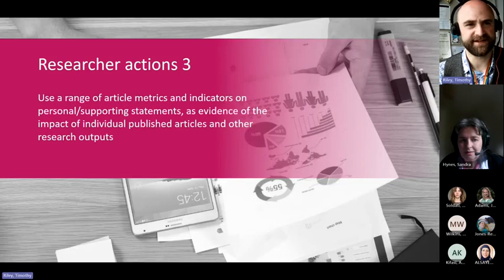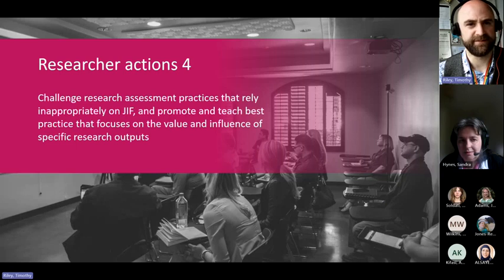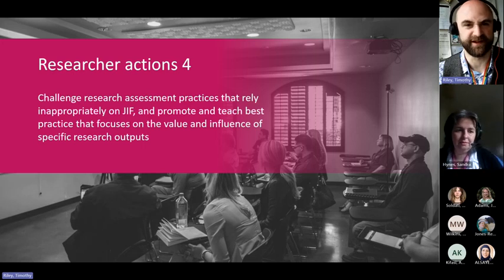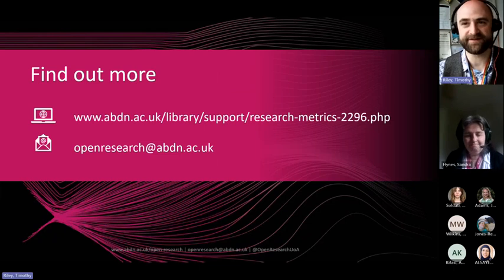Using a range of metrics and indicators, so not just relying on a single measure or a single metric, but making sure we've got that diversity and we've got the whole picture rather than just relying on a single number. And also, there might be an action that's on us to challenge practices that we see which are relying inappropriately on things like the journal impact factor, and to make sure that in the work that we do, in the teaching, in our interactions with other people, that we're using metrics responsibly and calling out instances when that's not the case.